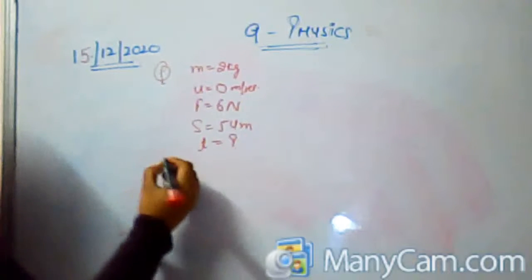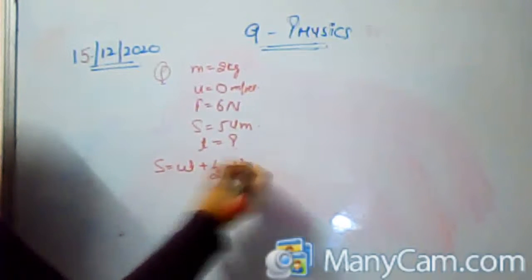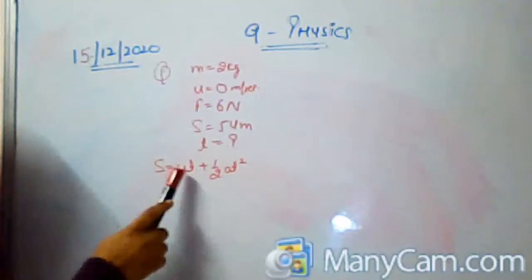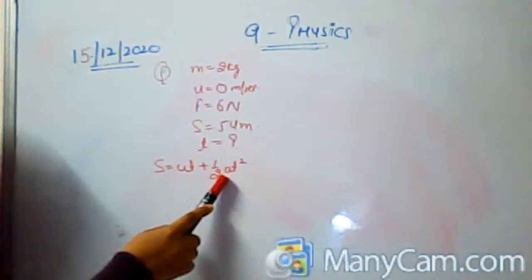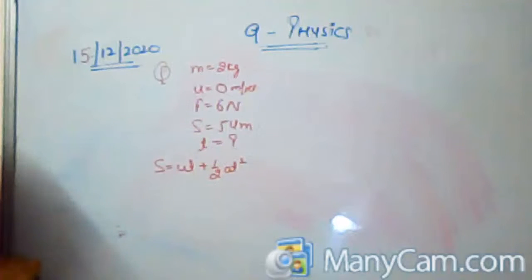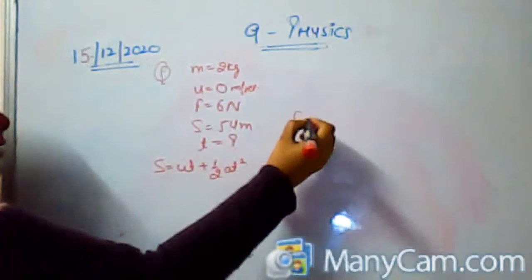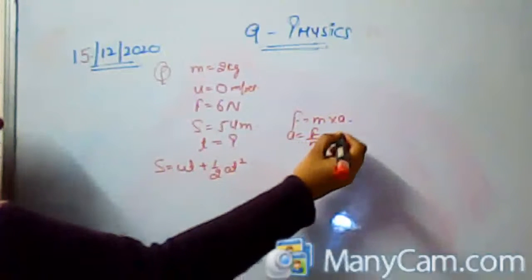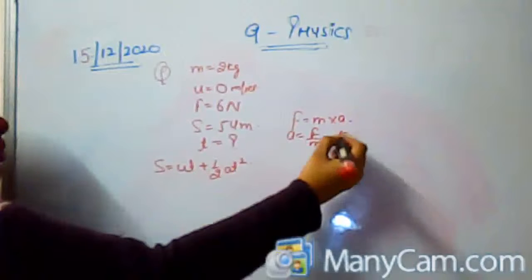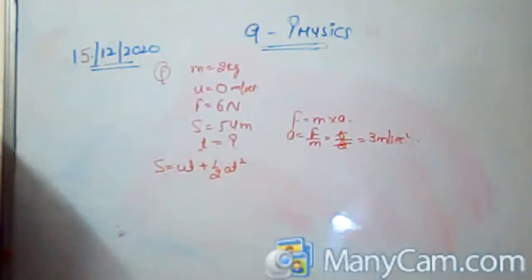The second one is s is equal to ut plus half at square. S is given, u is given, and you have to find time. a is not given, but you can find that. Why? Because you have mass, you have force, and force is equal to mass into acceleration. So F is equal to m into a, and from here a is F over m. F is 6, m is 2, so a is 3 meter per second square. So you got the value of a.